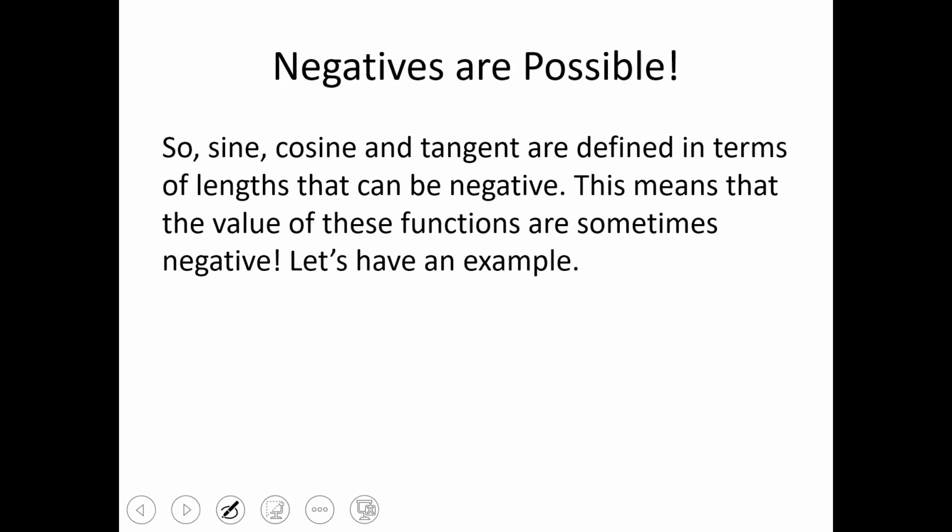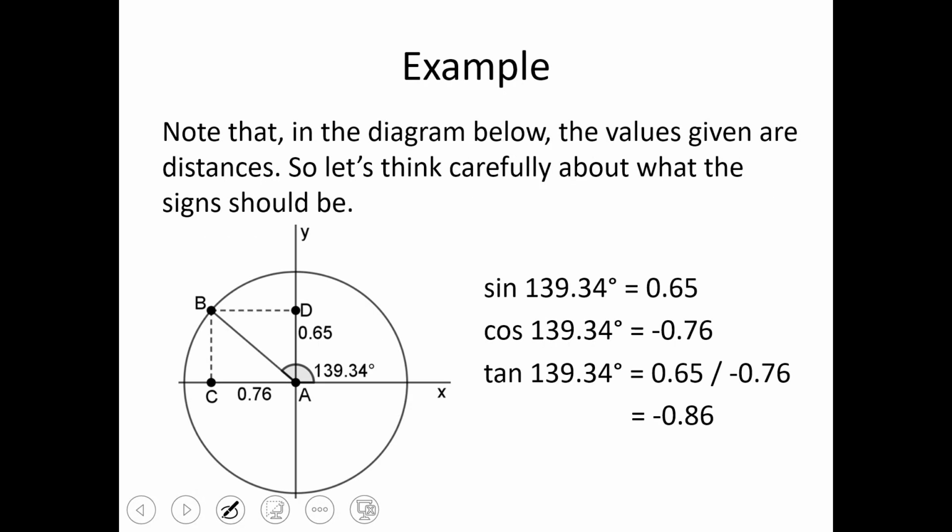And notice that negatives are possible, as I have reiterated multiple times. So let's have an example of this. Now, in this diagram, what I've given you quite deliberately, and you'll do this sort of work on the homework assignment as well, the values given on the diagram are distances. So that 0.76 and that 0.65, those are distances. So they do not indicate the appropriate sign. We'll have to decide on that for ourselves.